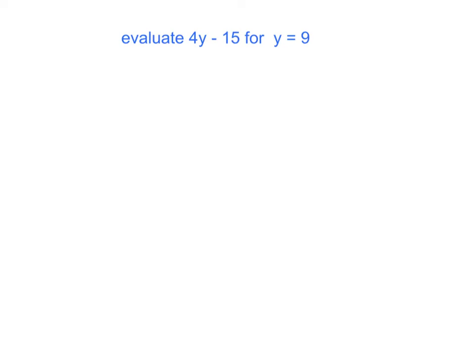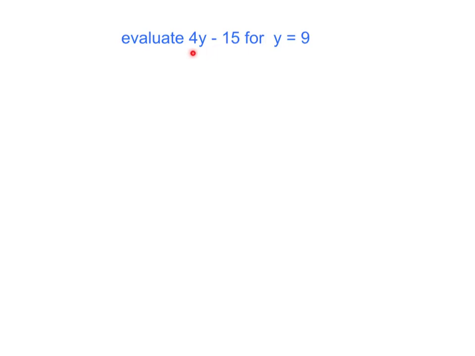I'm going to talk to you today about writing and evaluating expressions. To evaluate a variable expression, you first replace each variable with a number. Then you use the order of operations to simplify. So in this case here, evaluate 4y minus 15 for when y is equal to 9.